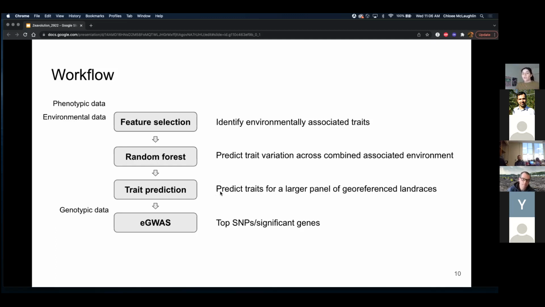The panel of landraces that we predicted traits for was genotyped. So then we plugged in the trait predictions and the genotypic data to see if there were any top significant genes or SNPs underlying the variation that we predicted using our random forest models. So altogether, this pipeline is working to identify putatively adaptive traits, thinking about the environmental signatures that are predicted to be involved in that trait variation, and then if we can see any of the genetic underpinnings of that variation.